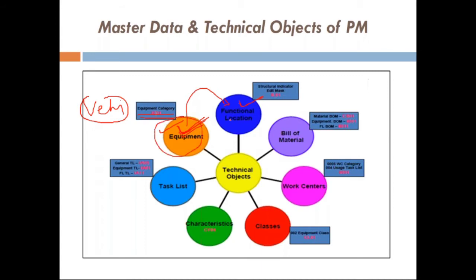Once that is done, we will move on to the BOMs, bill of material. A bill of material will give you the structure of an equipment. Every equipment will have inside some parts, like spare parts such as gaskets, nuts, bolts, and couplings.